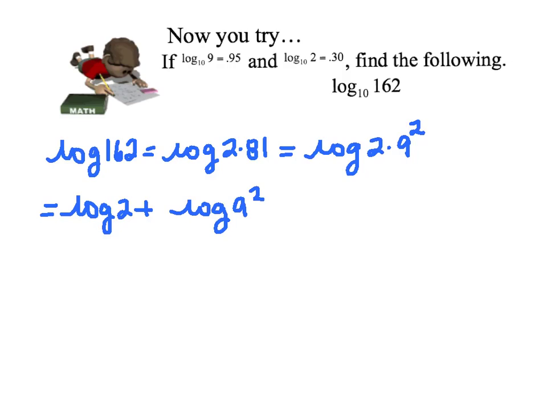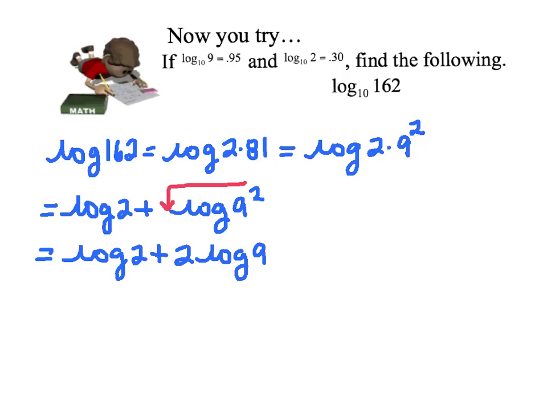I know that there's a law that says I can bring an exponent down in front of a logarithm. And so I'm now going to express this as common log of 2 plus, bringing the 2 down in front, the common log of 9. I'm now ready to substitute in. I know that the common log of 2 is equal to 0.30, plus 2 times, and I know that the common log of 9 is equal to 0.95.